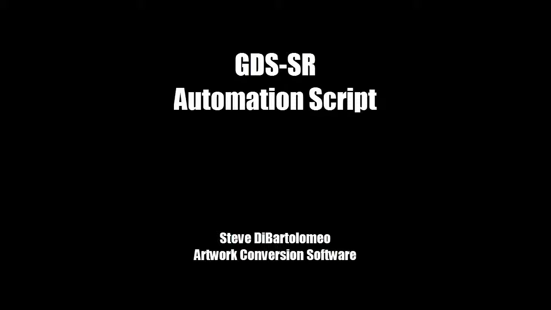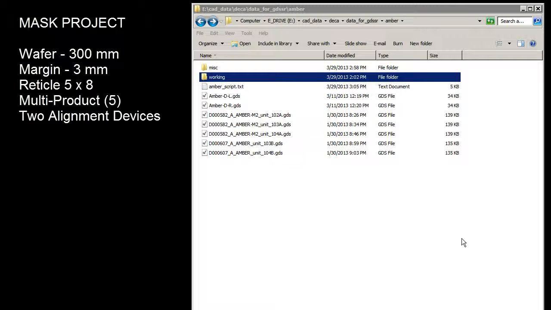Good afternoon. This is a quick overview of the new scripting capability for GDS-SR. I'm going to do a project we call Amber. Amber has 5 different die in a 5x8 reticle, and there's also 2 target die. I want to put those onto a 300mm wafer, get them all arrayed out. That'll be my input for clipping through the H-extract program.